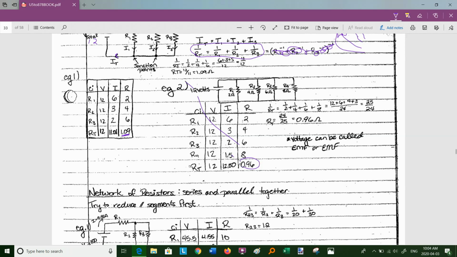So the more resistors you put in parallel, the greater is the current. As an aside, the voltage V is sometimes called electromotive force, EMF, or sometimes even curly E. I don't like to use curly E for it because we use that for electric field, but you sometimes see that.